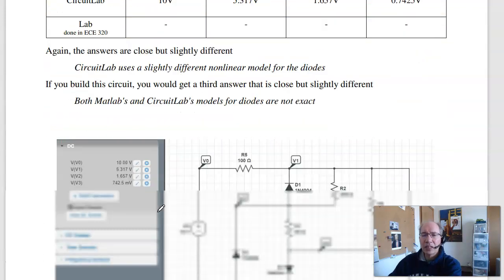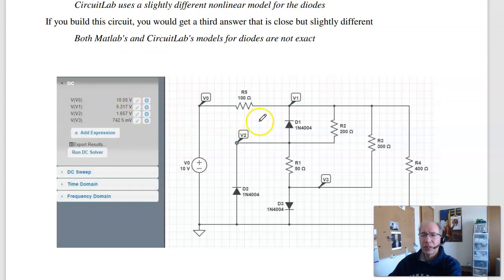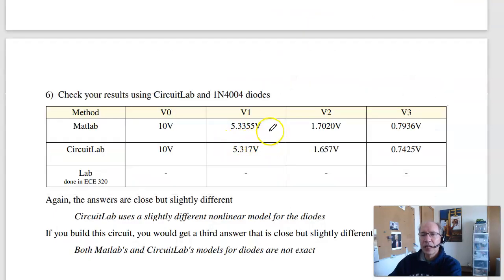I can check the answer in CircuitLab, build the circuit, find the voltages, and CircuitLab does exactly what we just did. It iterates, finds the voltages until the currents balance. And if you notice, the MATLAB solution and the CircuitLab solution aren't exactly the same. Again, CircuitLab uses a slightly different model. All models are slightly inaccurate. They're close, and that's typical of what you see in electronics. The solutions are close. If I go into lab and build the circuit, again, I'll have a different answer, a third answer, that'll be close. But again, that just says all models are slightly inaccurate.